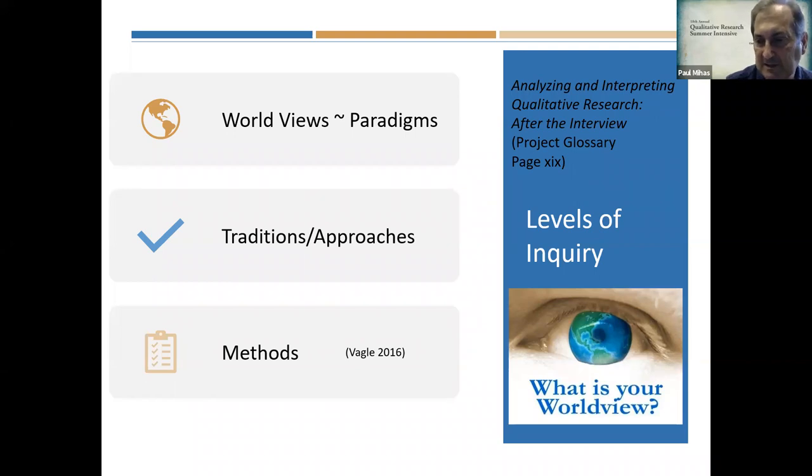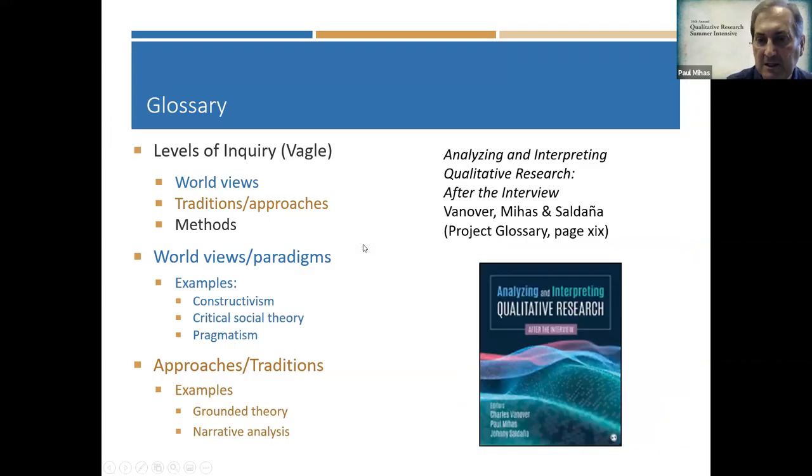I'm borrowing some language here from Mark Bagley, a brilliant phenomenologist, and he talks about the levels of inquiry. And at the top ontological layer, we have worldviews or paradigms. And next we have traditions and approaches and methods. Let's break this down a little bit more. So with worldviews and paradigms, what we're really talking about are things like constructivism and pragmatism and critical social theory.